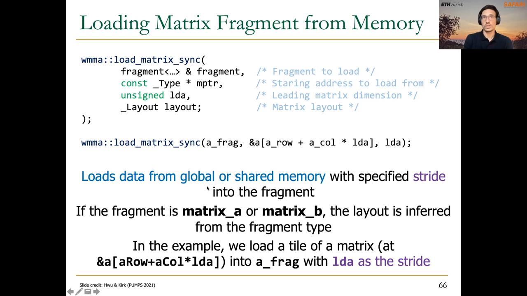So this loading, as I mentioned before, might be done from global memory or from shared memory. This matrix layout might be optional if the fragment is for matrix A or for matrix B, because we can already infer it from the fragment type, which already defines the matrix layout that we are using. In this particular example, we are loading some tile from the input matrix A into this A-frag fragment.